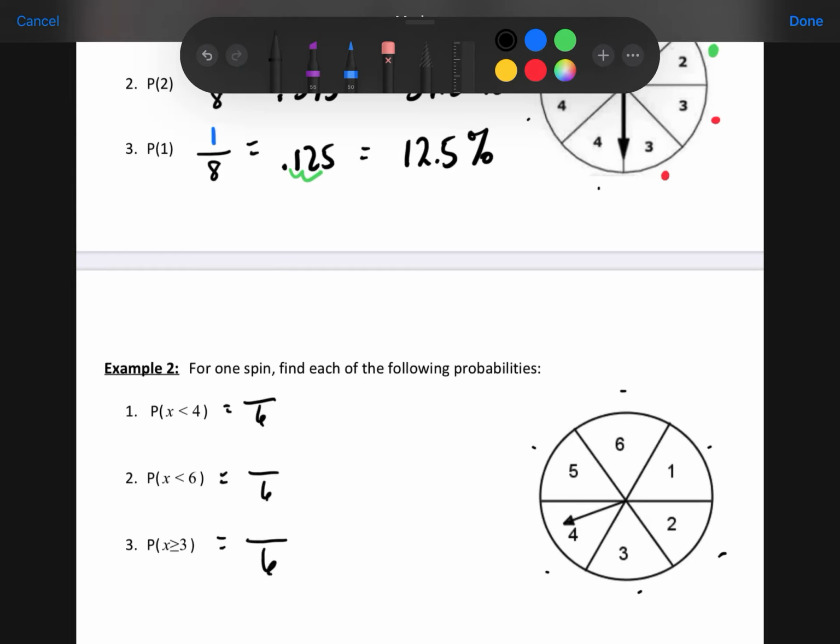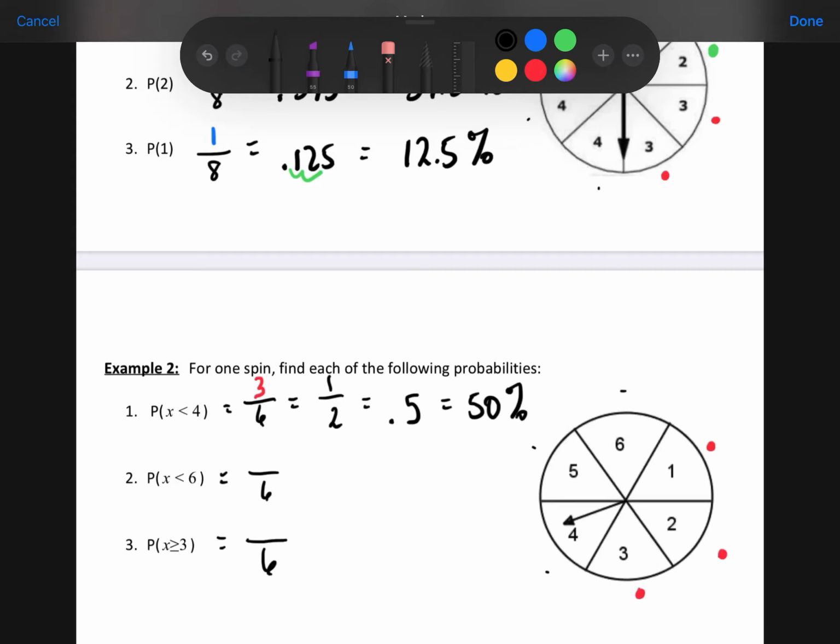Now the first one wants to know, what's the probability of spinning a number that's less than 4? So what does that mean, less than 4? It means it could be a 1, it could be a 2, it could be a 3. Those are all less than 4. 4 is not less than 4. Neither are 5 and 6. So this is a 3 out of 6 probability, which reduces to 1/2, which is 0.5, which is 50%.